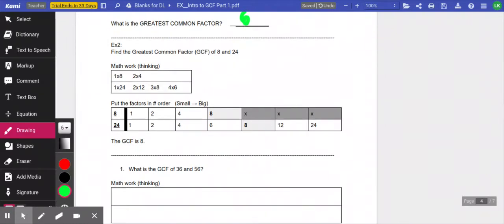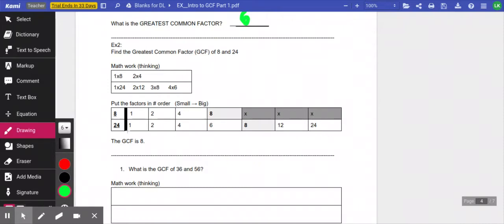So this I just set up slightly differently. This time I was looking for the greatest common factor of 8 and 24. So I have some space here for you for your math thinking. Here's my math thinking. 1 times 8 and 2 times 4 would give me 8. And for the 24, 1 times 24, 2 times 12, 3 times 8, and 4 times 6. Then I put them in order from small to big. So that was 1, 2, 4, and 8. And 1, 2, 3, 4, 6, 12, and 24.